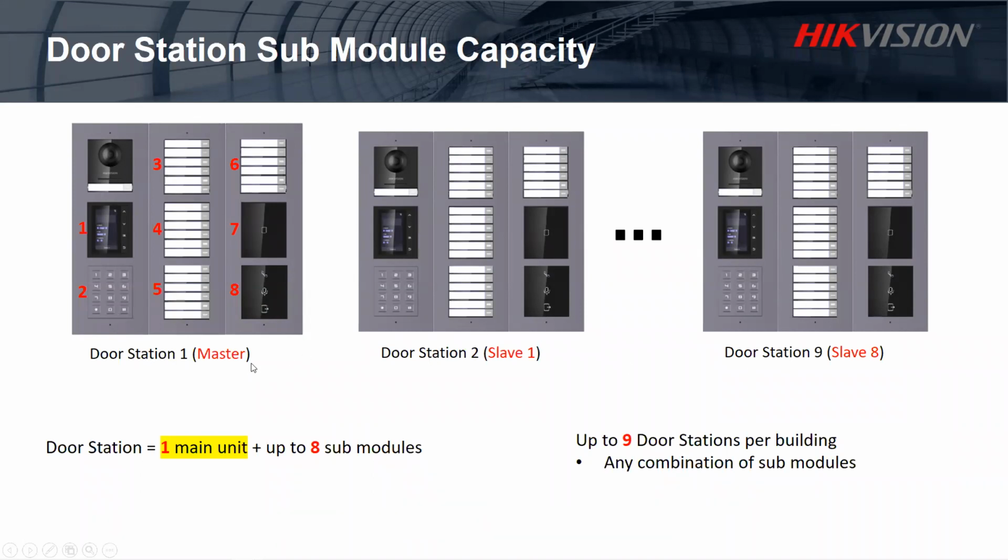How many capability on the one system? So you can have up to one master door plus up to 8 door stations. So if you got a different door entry, you can add up to 8 doors. So the total will be 9 doors per one system, 1 master and 8 slaves.